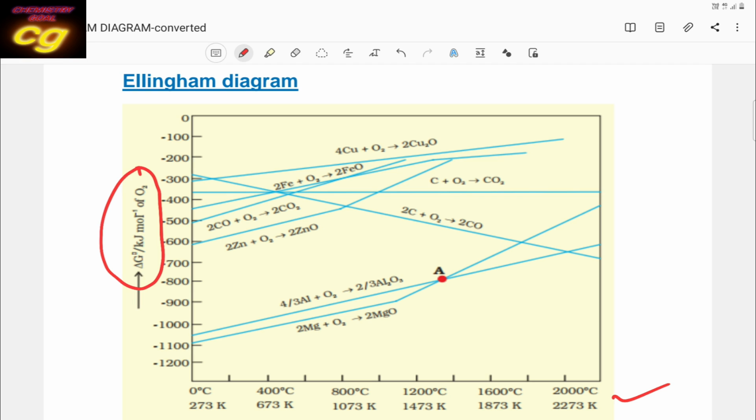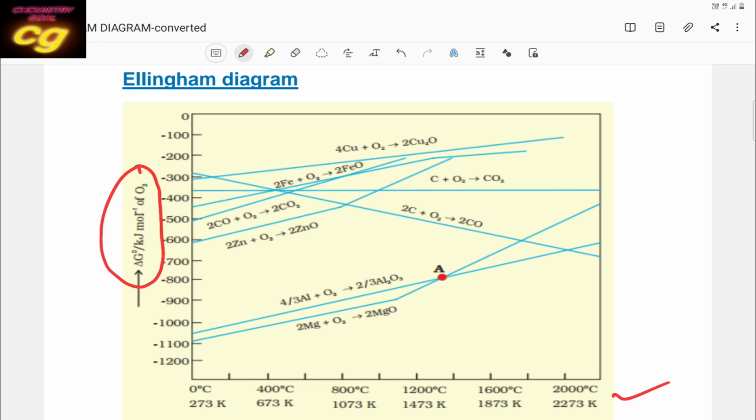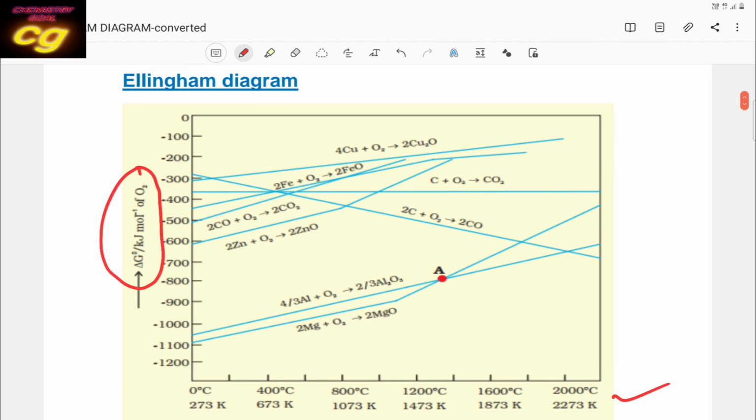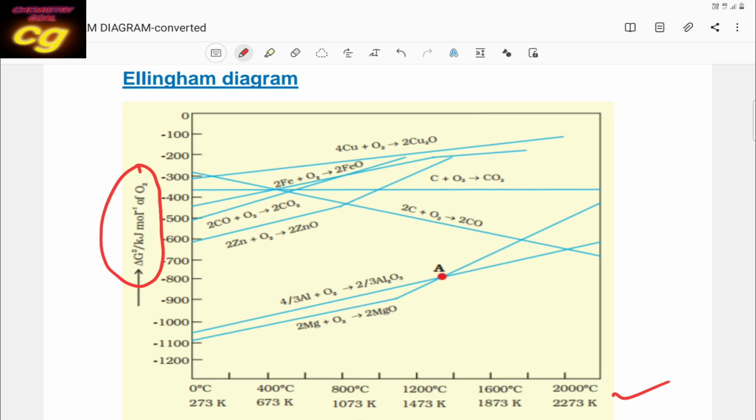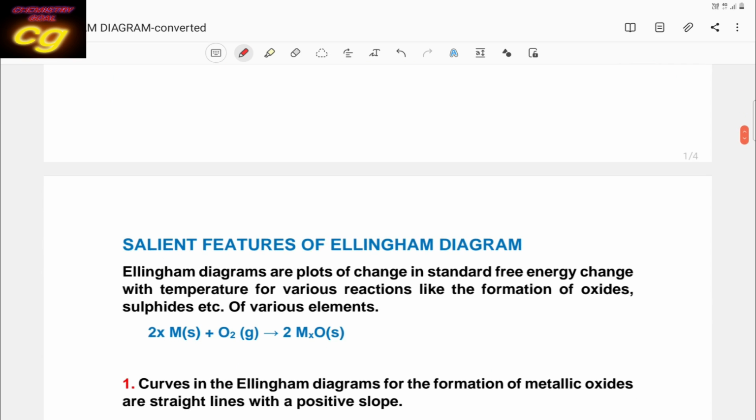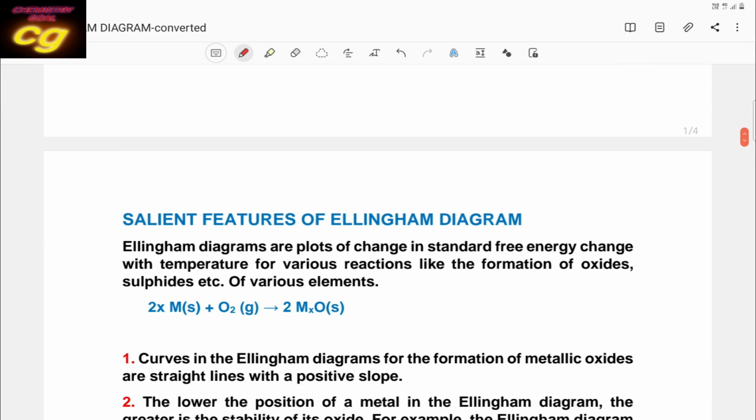What are the main features and the importance of the Ellingham diagram? Let us discuss the significance of this graph. This graph shows that for almost all formation of oxides, with increasing temperature the graph is a straight line that gives a positive slope. This is the first salient feature: the graph has a positive slope.